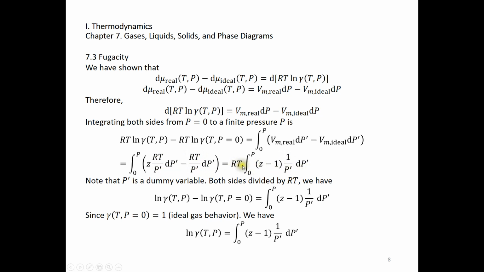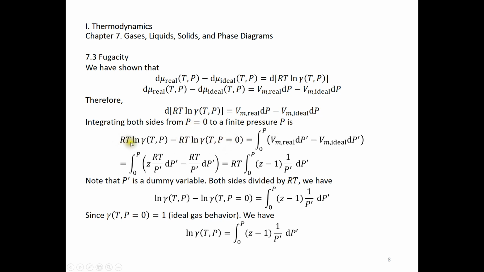We do not need to integrate anything with respect to temperature, we can take RT out. Now we have this side. Look at this one. Okay, we can simplify this. When pressure is extremely low, the real gas particles are really far away from each other, so the fugacity is close to the pressure. Gamma is close to 1. This term is equal to 0.